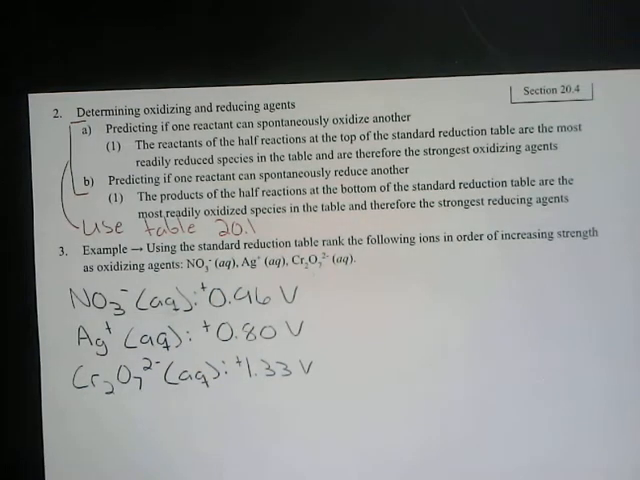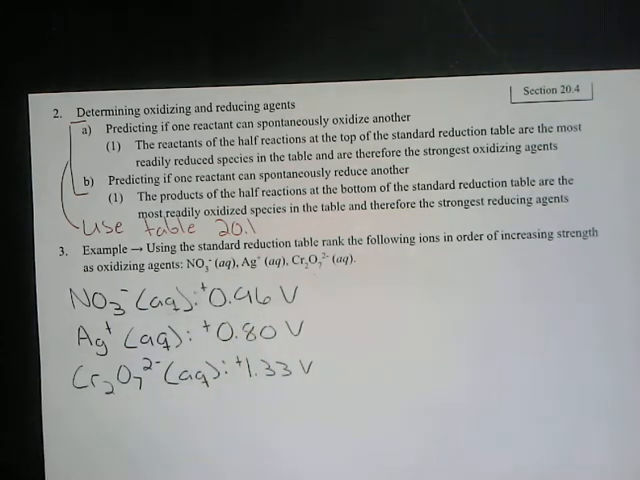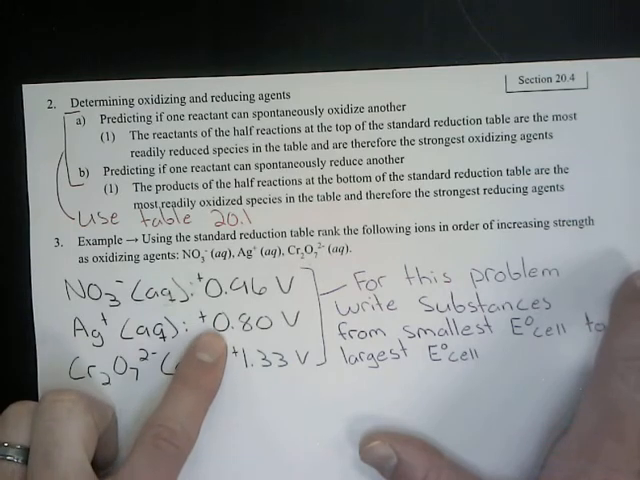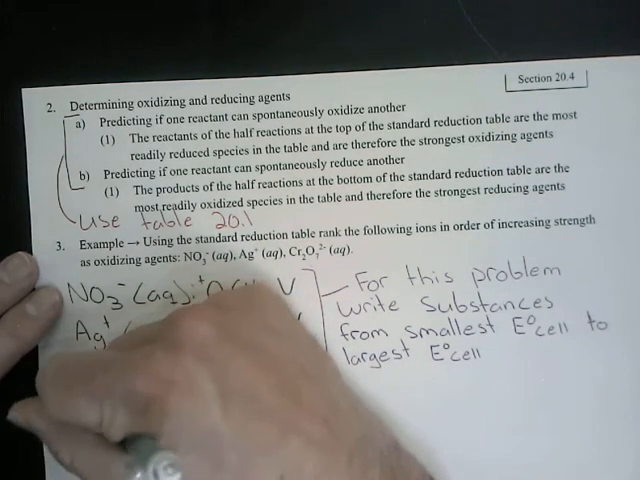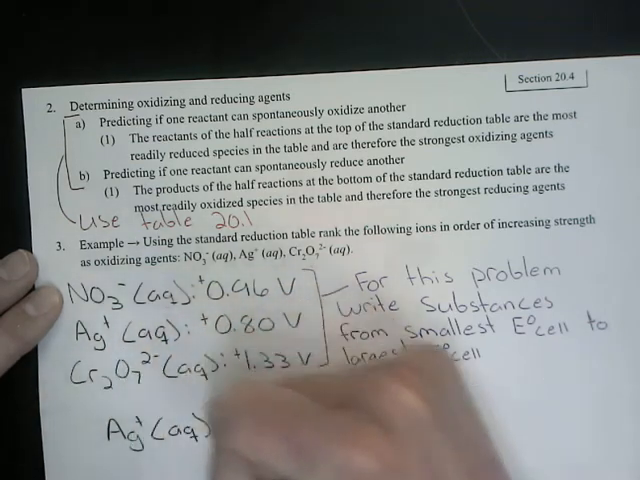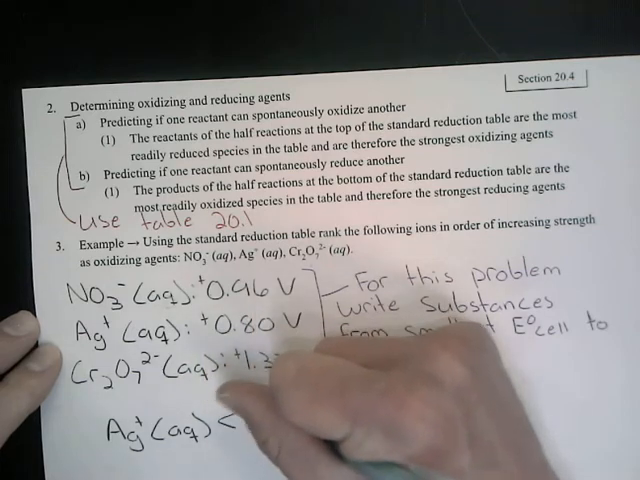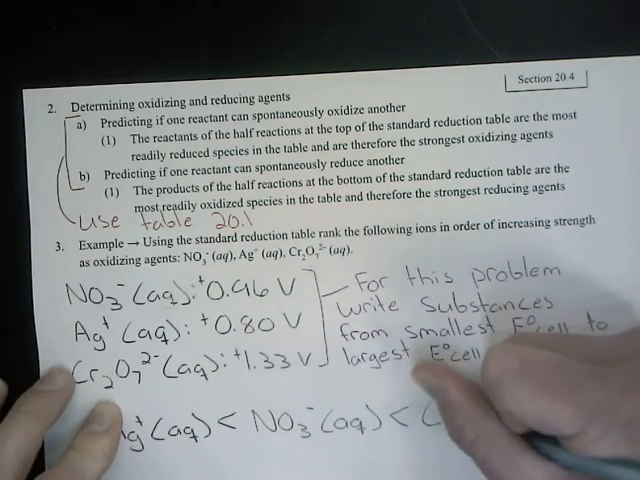Now, if you look back on the previous page of notes, we have this. The more positive the standard cell potential is, the stronger the oxidizing agent. So that means we need to go from lowest cell potential to highest. Pause and write that down. All right, so there it is. For this problem, because it wants increasing order of oxidizing agents, we're going to go from smallest to largest. The smallest value is that of silver, so silver here would be the weakest oxidizing agent. The next highest number is our nitrate, NO3 minus, and then our strongest oxidizing agent would be the dichromate.